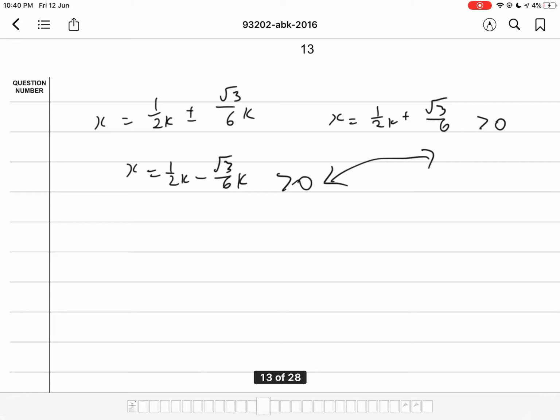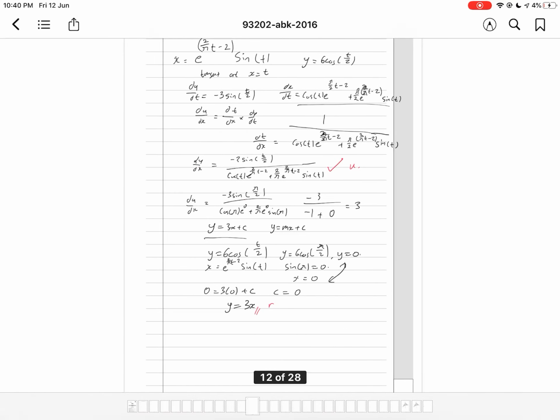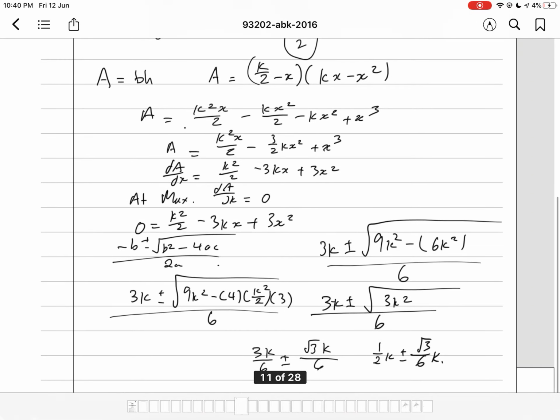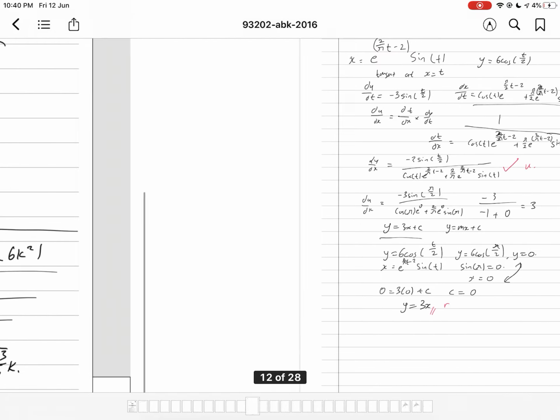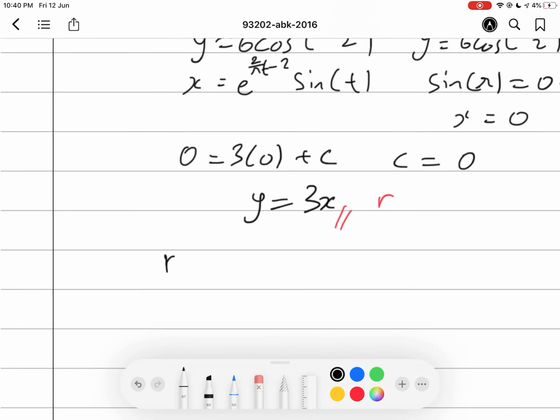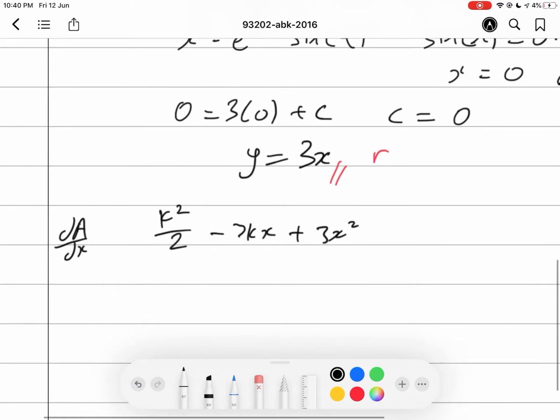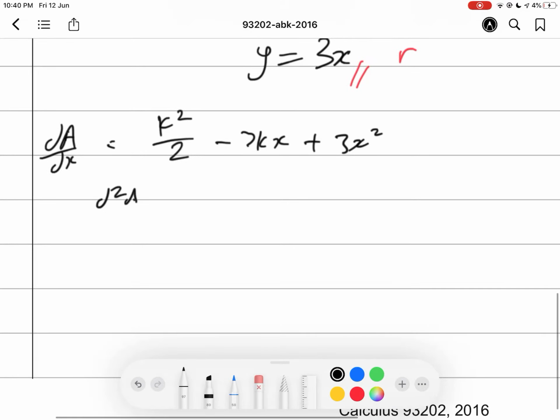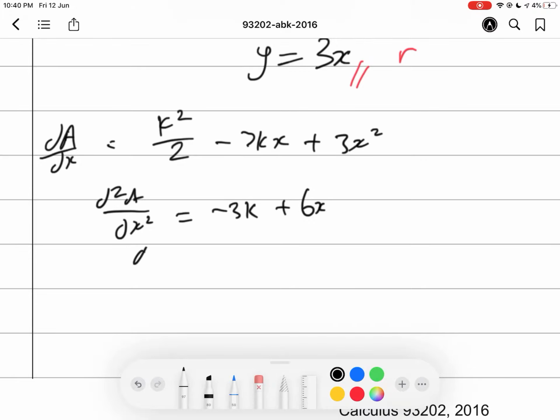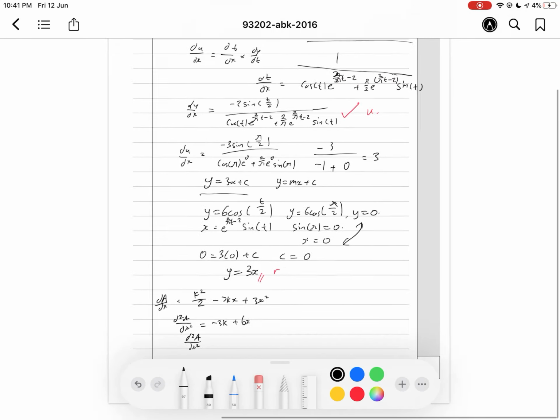Okay, so finding our second derivative now. What was our derivative? Our derivative was k squared over 2 minus 3kx plus 3x squared. That was our dA over dx. Then d squared A over dx squared equals negative 3k plus 6x, because we use the power rule.